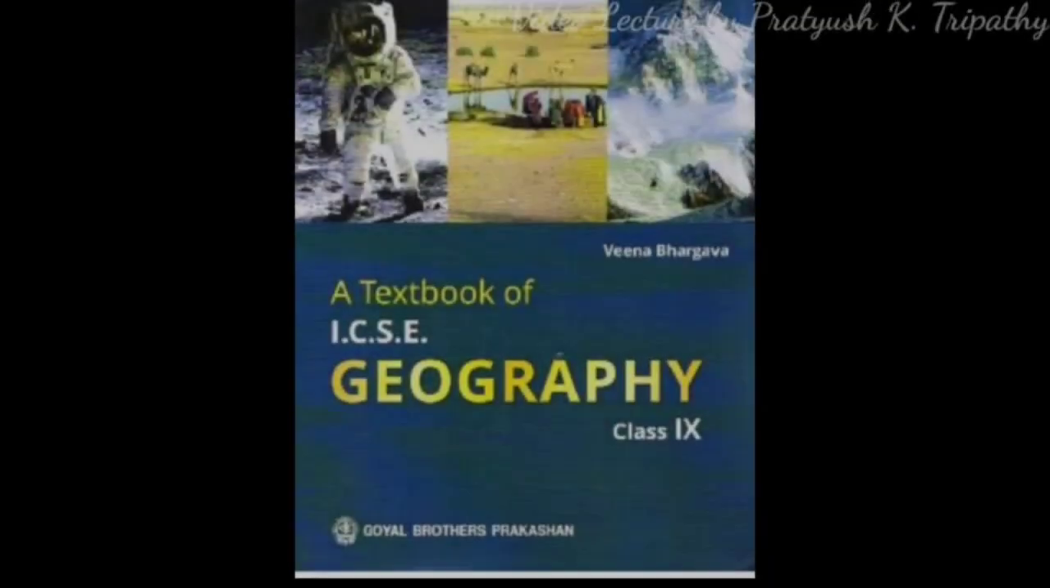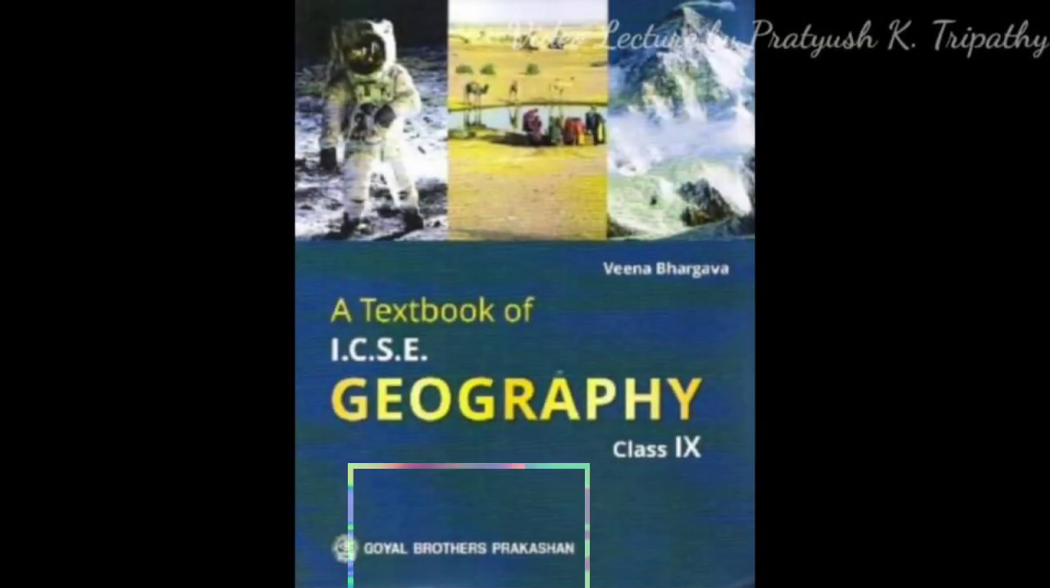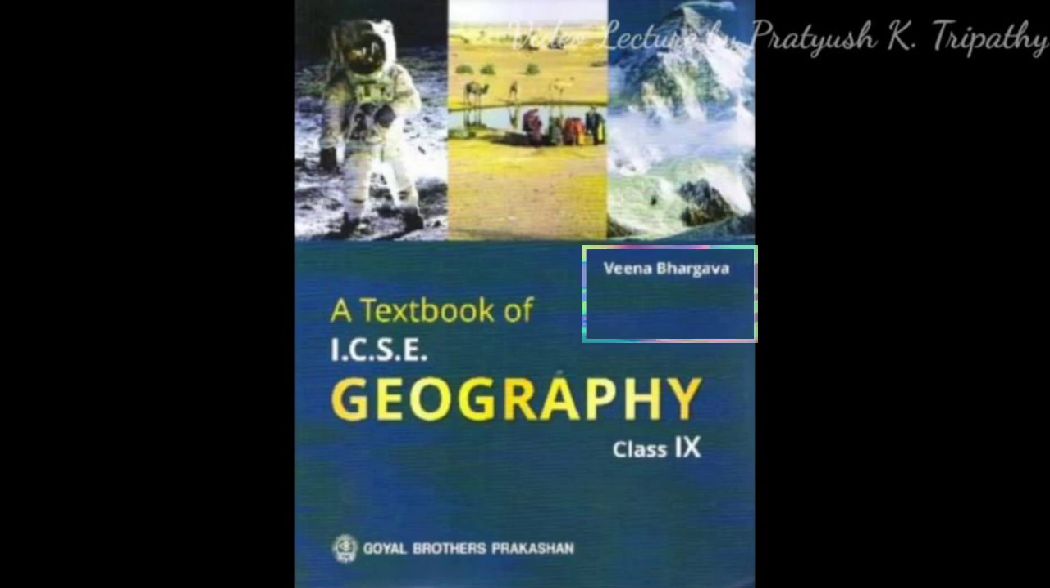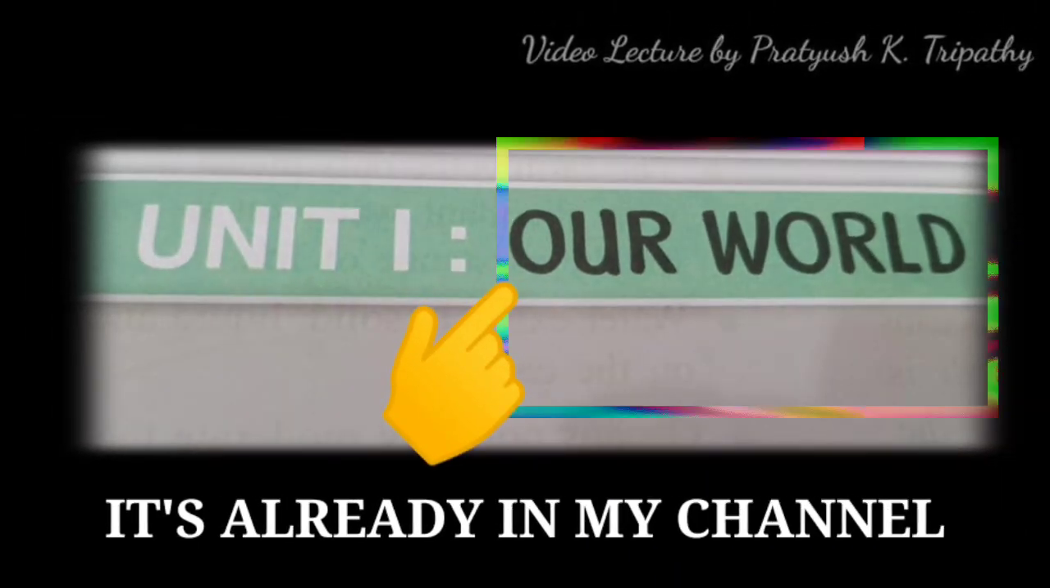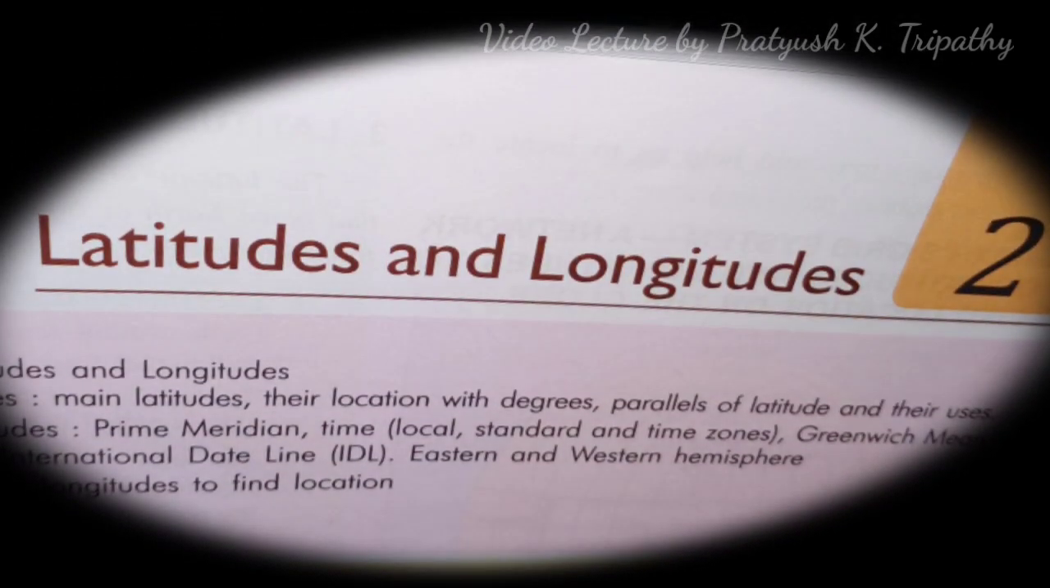The book which I am referring to is from Goyal Brothers Prakashan and the name of the author is Veena Bhargava. As we have already discussed the first chapter, now let's move on to the second chapter, Latitudes and Longitudes.